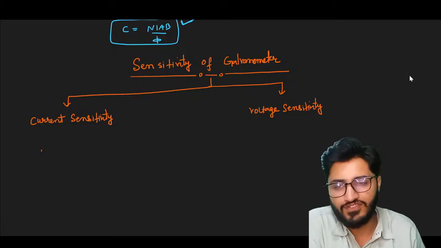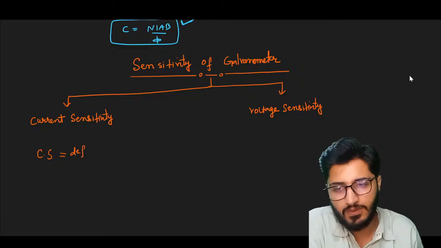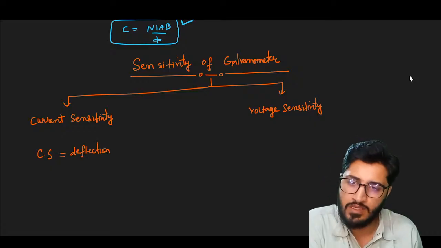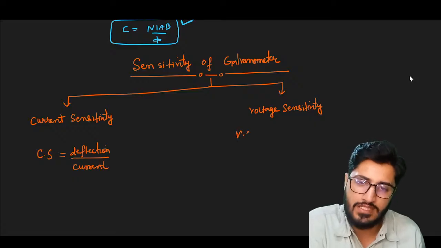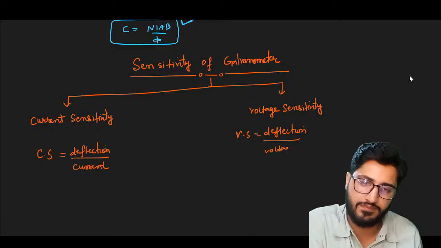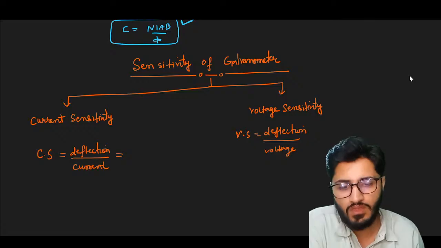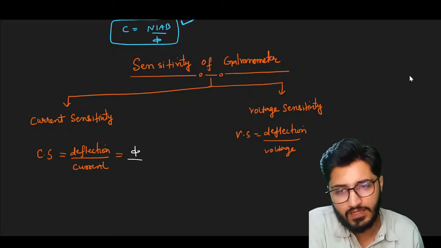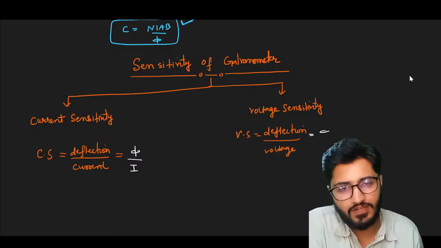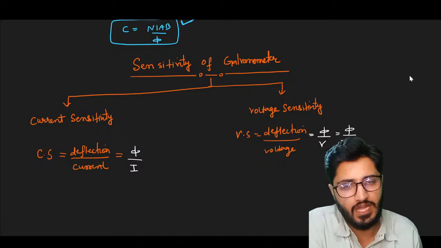Current sensitivity means CS. C current, S sensitivity. It is deflection per current. Voltage sensitiveness is deflection per voltage. Now you can see here. Look now. Deflection is phi. Current is I. Deflection is phi. Voltage is V. Or you can write voltage is V, it is I into R by Ohm's law.